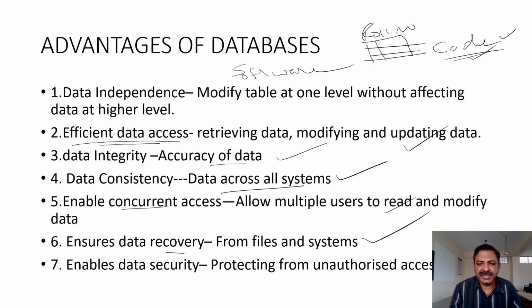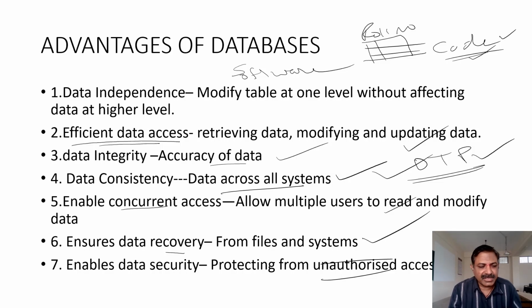It enables data security. We can protect the data from unauthorized access. For example, if you have a bank account with your name and customer ID, you immediately get an OTP. That means no other person can see our personal information except ourselves. Unauthorized access cannot happen because we get the OTP on our mobile number. Even if he has another mobile number, he cannot get the data. That means our data is protected.